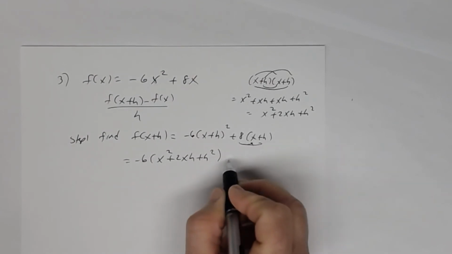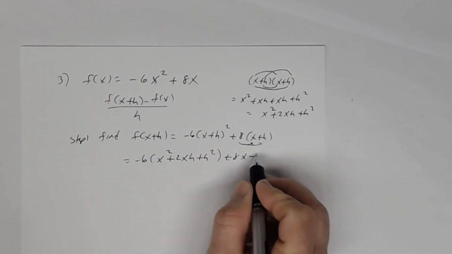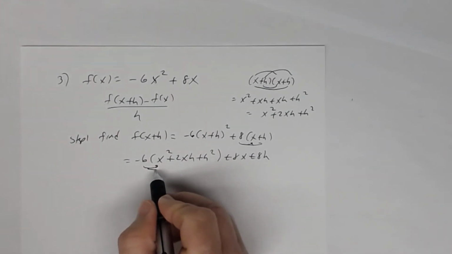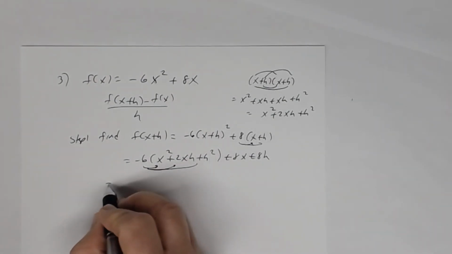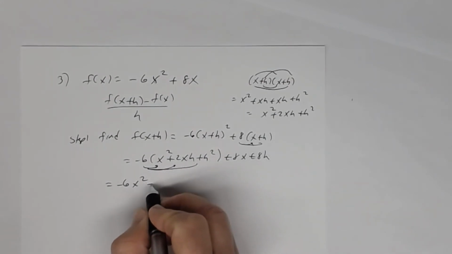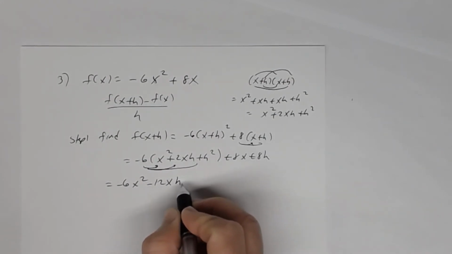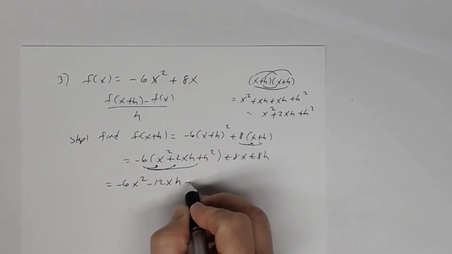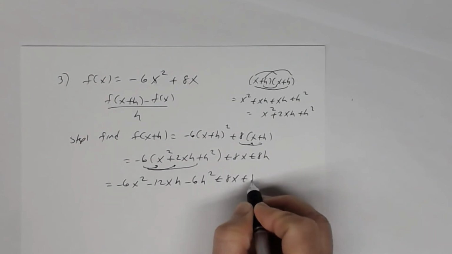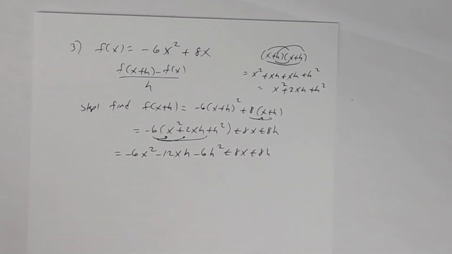Let's distribute the 8, so plus 8x plus 8h. Now let's distribute the negative 6. I get negative 6x squared. Negative 6 times 2xh is negative 12xh. Negative 6 times h squared is negative 6h squared. And then plus 8x plus 8h. So that's your step 1.